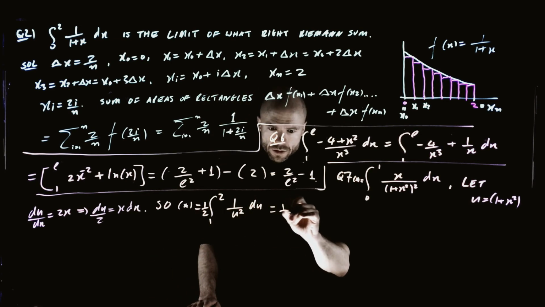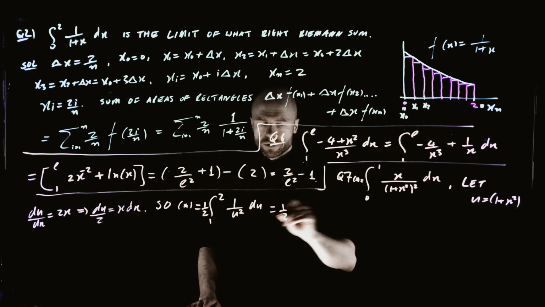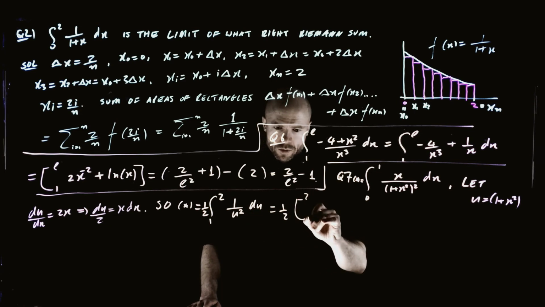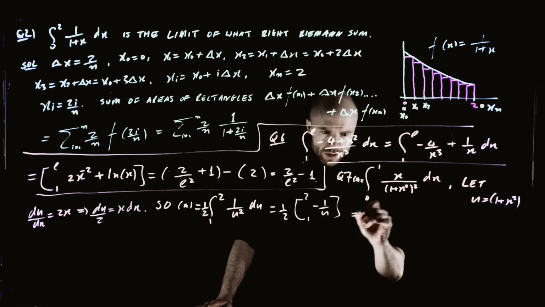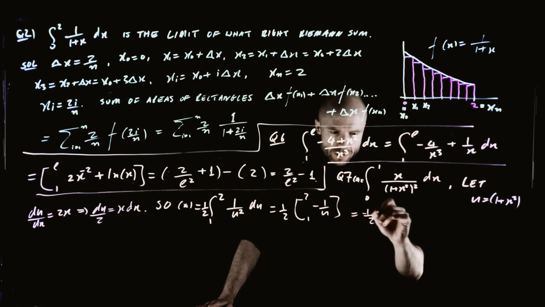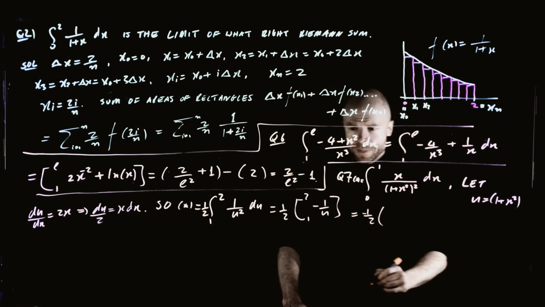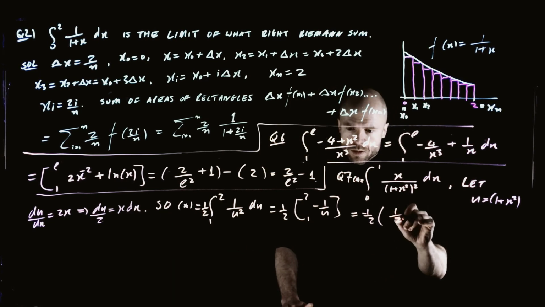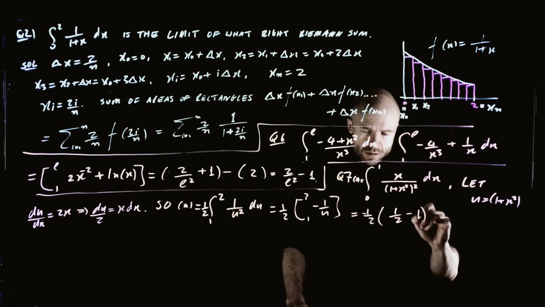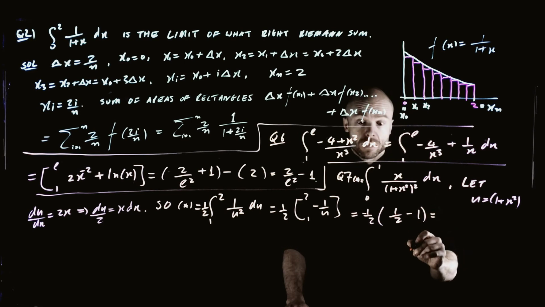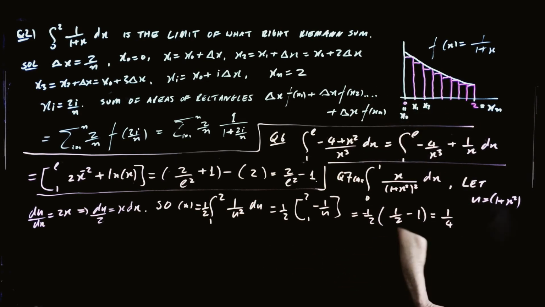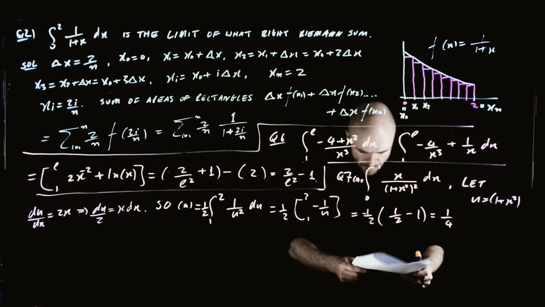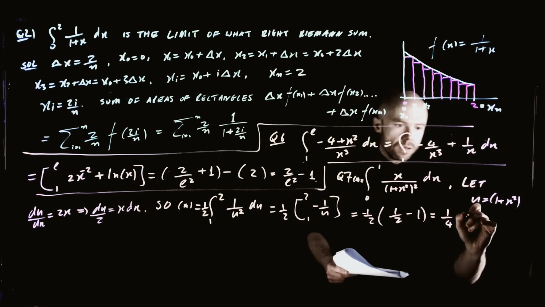Now we're good, because this is an easy thing, right? So the antiderivative of this thing will be minus 1 over u, yeah? And then we just put the numbers in. Let's put out the factor of a half. And then we're going to have 1 over 2 minus 1, and that's going to be minus a half times minus a half, which is 1 over 4. And that is the answer, which is answer C.